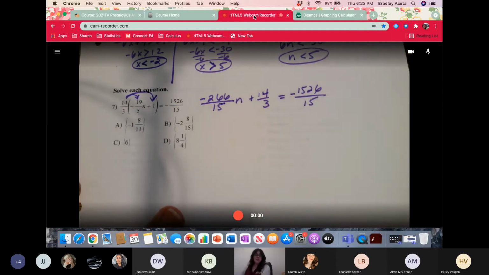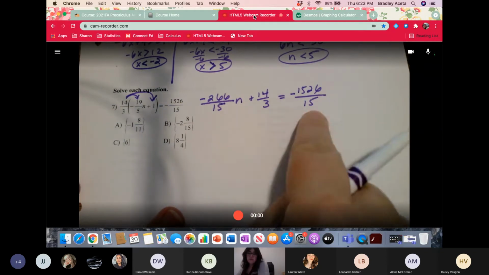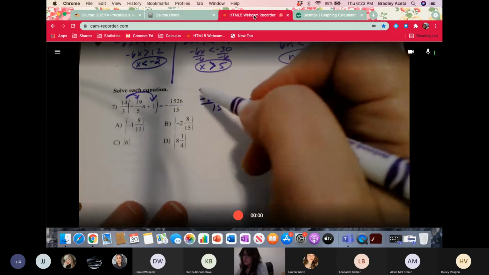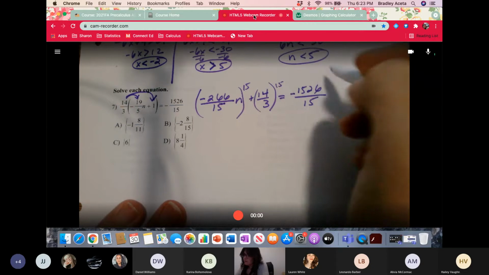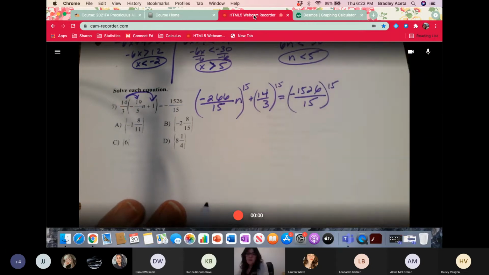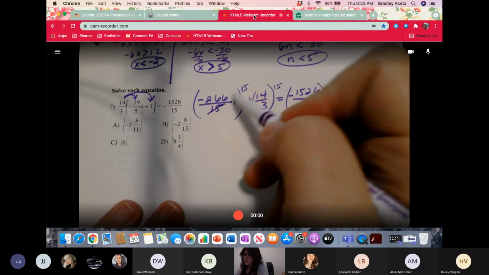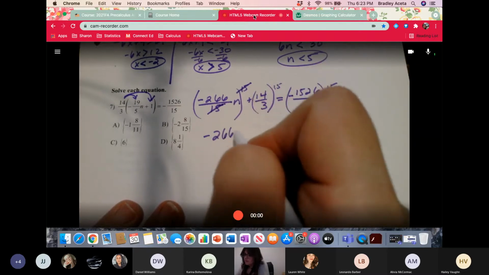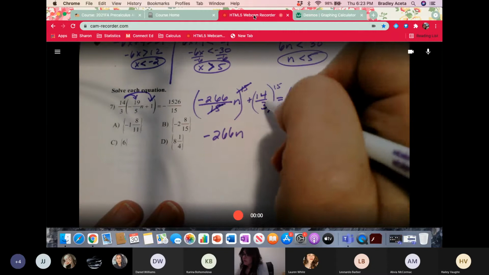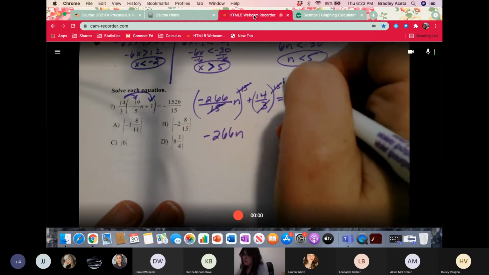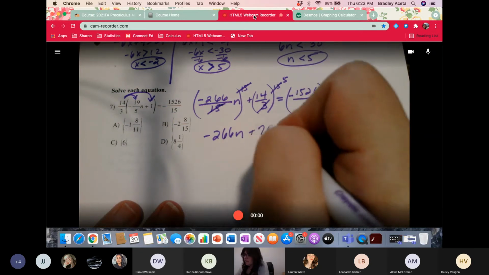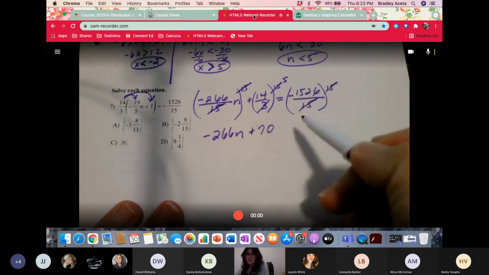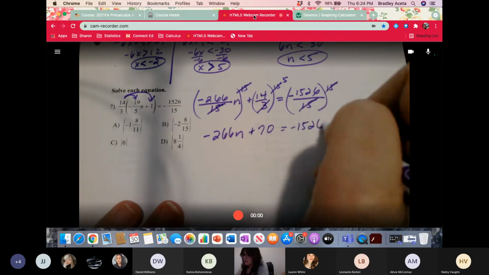Now, again, you want all of these to have a common denominator. The common denominator between 15, a 3, and a 15 is 15. So if you remember, what I do is I multiply each one by 15, everything by 15. And then what that does is the 15 and 15 would cancel, and you'd be left with negative 266n. The 3 would cancel into the 15 5 times, and 5 times 14 is 70. And then this 15 and 15 cancel, and you're left with negative 1526.